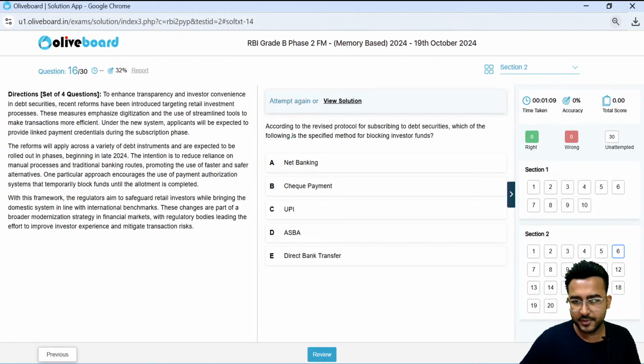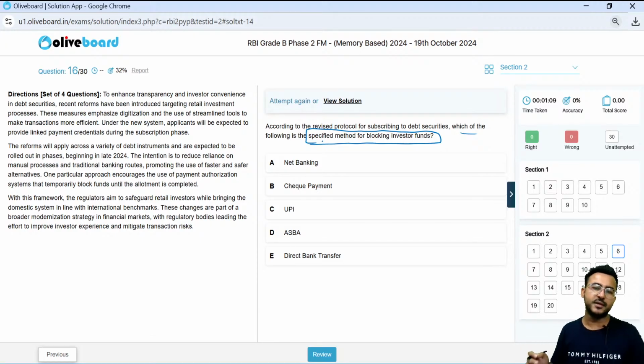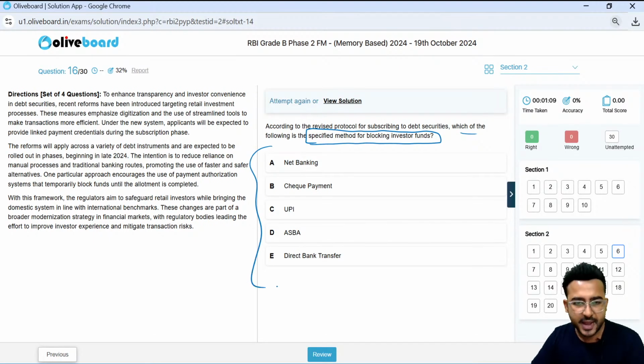According to the revised protocol for subscribing to the debt securities, which of the following is the specified method for blocking investor funds? The options are net banking, check payment, UPI, ASBA. ASBA means application supported by blocking amount, and option E, direct bank transfer.